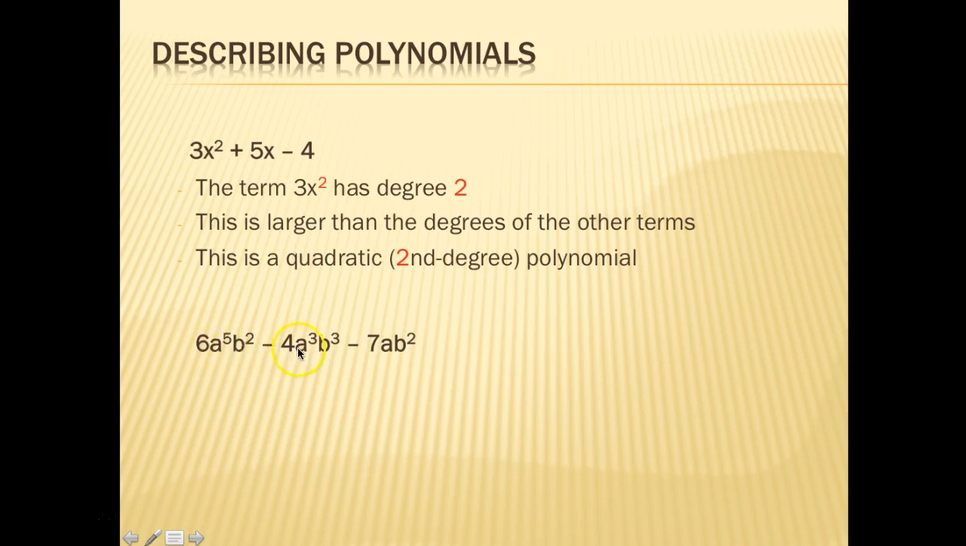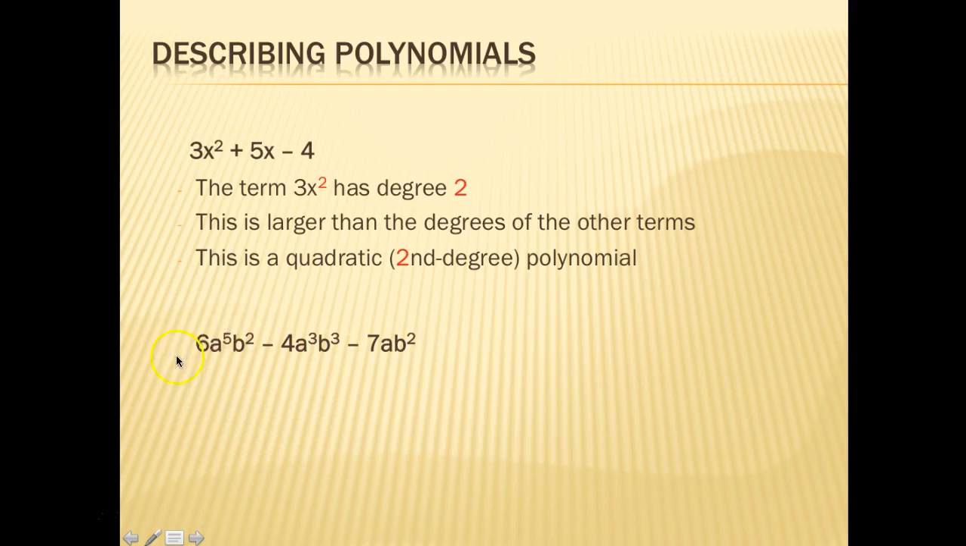Let's look at this situation. Slightly different. In this case, I have 1, 2, 3 terms. In this term, I have an exponent of 5 and 2. In this term, I have an exponent of 3 and 3. Well, in this term, I have an exponent of 1 and 2.